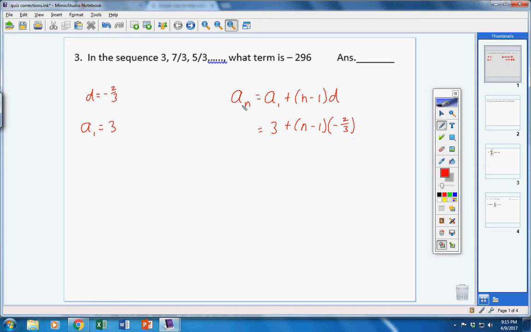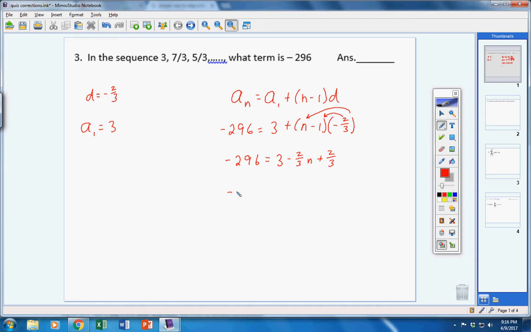Now, what do I put for a subscript n? Well, think about it. That's the term you're looking for. So a subscript n is negative 296. And now we're all set. So here we go. Negative 296 equals 3. Now, this negative 2/3 gets multiplied through the parentheses, okay? Negative 2/3 times n, negative 2/3 n. Negative 2/3 times negative 1, positive 2/3. Look at that.